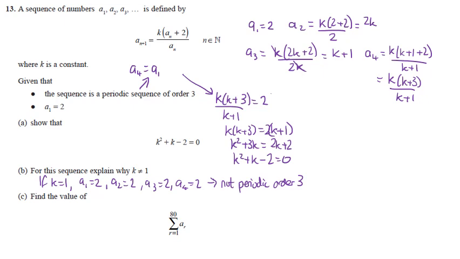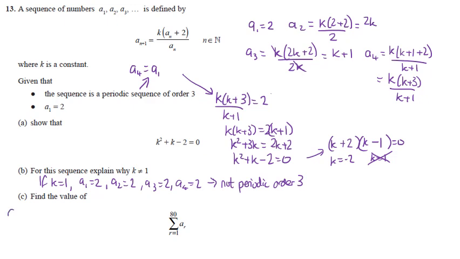And then the last bit is find the value of this sum, the sum from r equals 1 to 80 of a_r. Well, let's go back to this quadratic. So k squared plus k minus 2 equals 0. So the solutions were these: k plus 2 and k minus 1. So k is equal to minus 2 or k equal to 1, and we've just discarded that one. So we've got k equals minus 2.